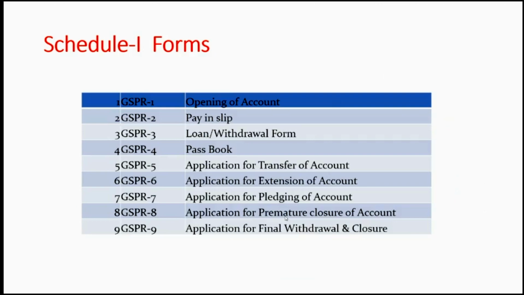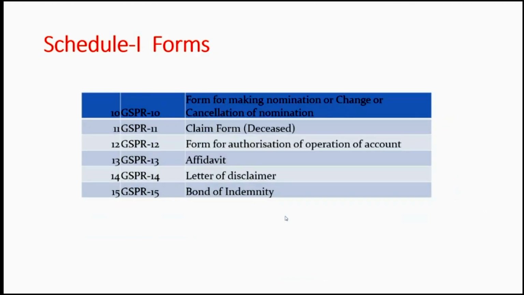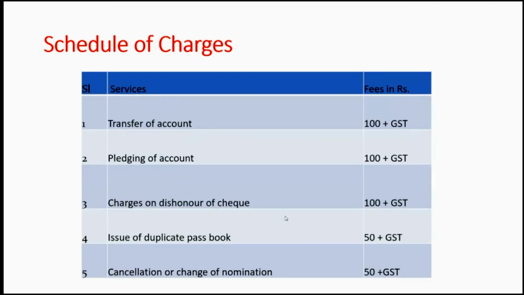Further, under GSPR, the first schedule is all about forms. Every form has been numbered as follows. GSPR 1 is an account opening form. GSPR 2 is a pay-in slip. Likewise, all the forms which we use under the National Small Savings Scheme have been numbered accordingly. And Schedule 2 of GSPR deals with the schedule of charges. This is very important from the examination point.